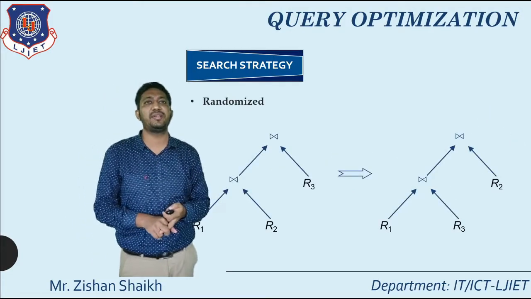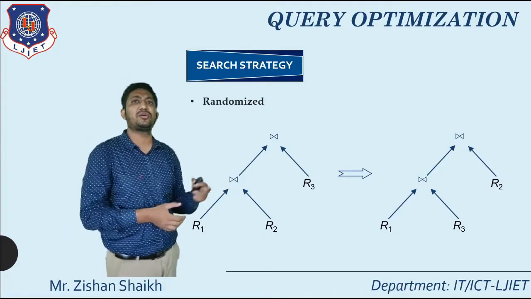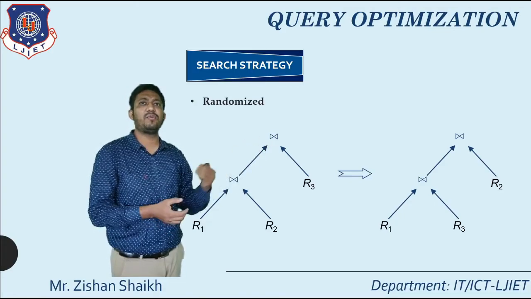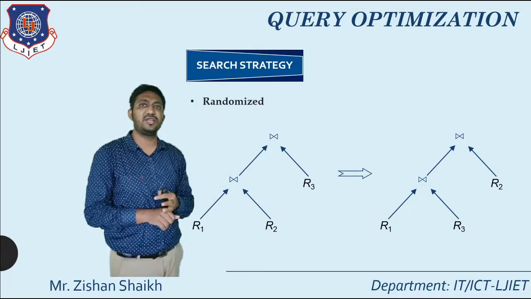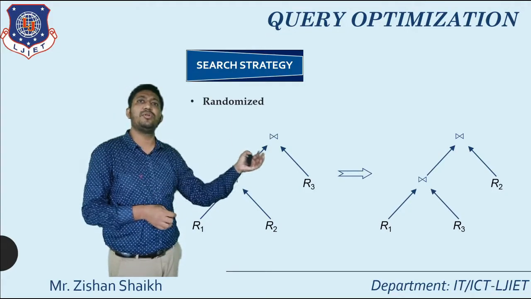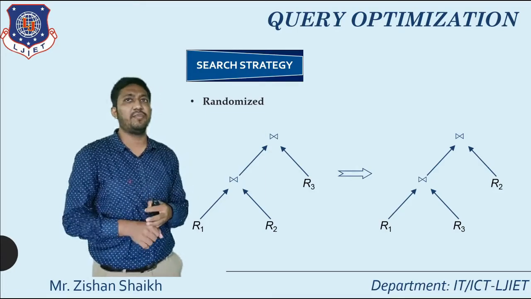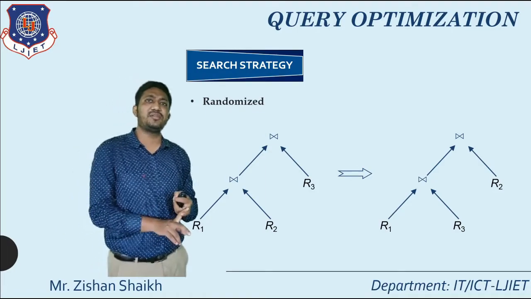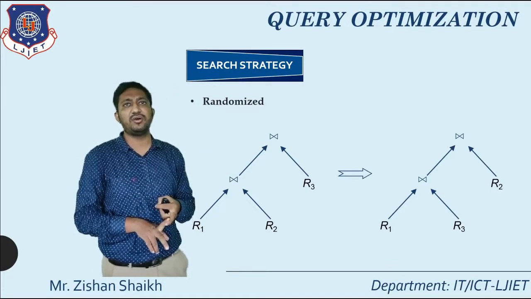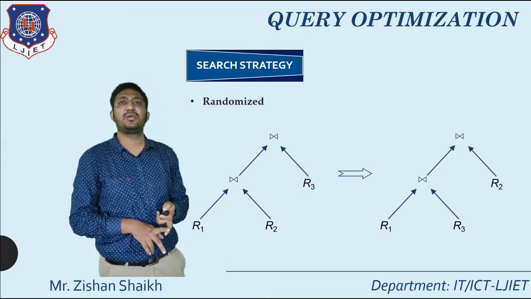The second one is randomized. When we are talking about randomized, it will use any methodology for converting our data. After that, it will check from its neighbors or its statistics from the past, learn from that, and try to produce the best execution plan. So this is the basic idea of randomized. With the help of the search strategy, we can use randomized or deterministic as per the requirement of the query.